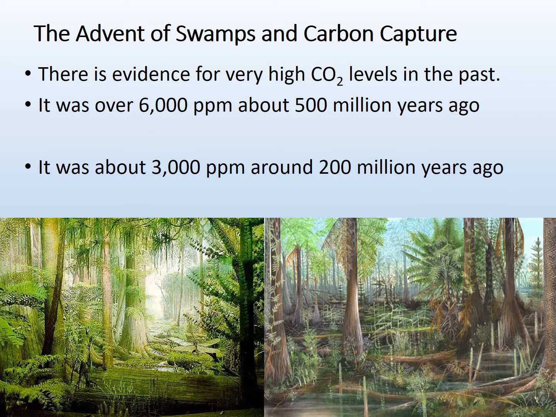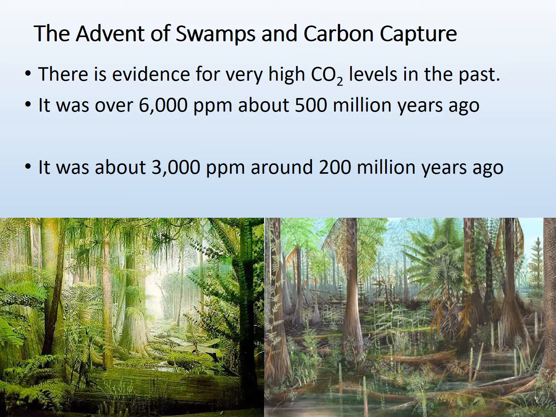So let's go back again to about 500 million years ago. About 500 million years ago, it was over 6,000 parts per million of carbon dioxide in the atmosphere. That was trapping a lot of solar radiation, and so the entire Earth's surface was warm and wet, and we had these tropical swamps and forests all across the world. There were forests in Antarctica. There were forests all the way to the North Pole. There was no ice on planet Earth at that time because the Earth was so warm.